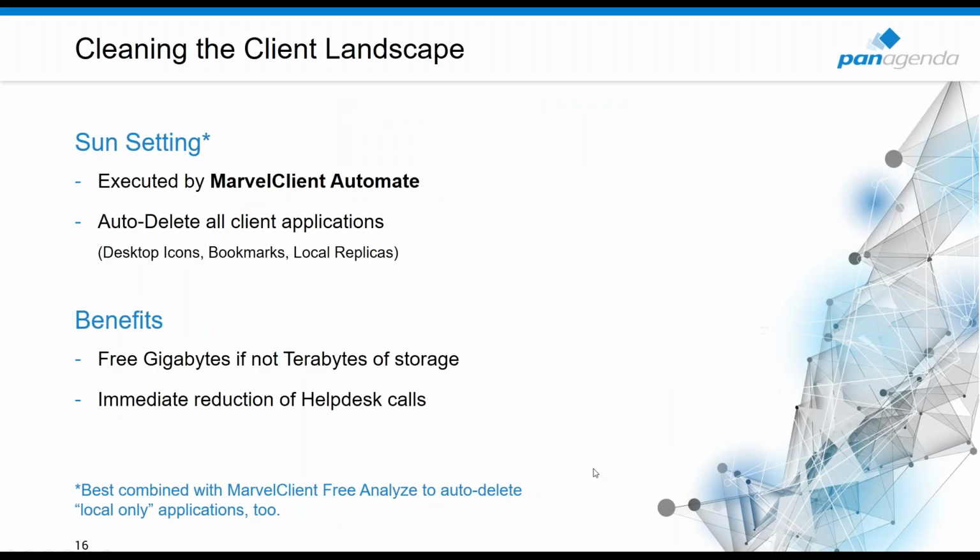or cleaning up the client landscape. Because if we identify which databases aren't used anymore, which are not accessed, and I get rid of those databases, there has to be a way to get rid of those databases on the client side as well. And Marvel Client Automate is the perfect piece for that. Marvel Client, our client management software, offers this functionality to get rid of those databases, and obviously the benefits of gigabytes, if not terabytes, of storage, and reduced help desk calls, because end users don't click on buttons that are not there anymore. So there's a ton of value in that as well, and it's a great combination with ApplicationInsights.